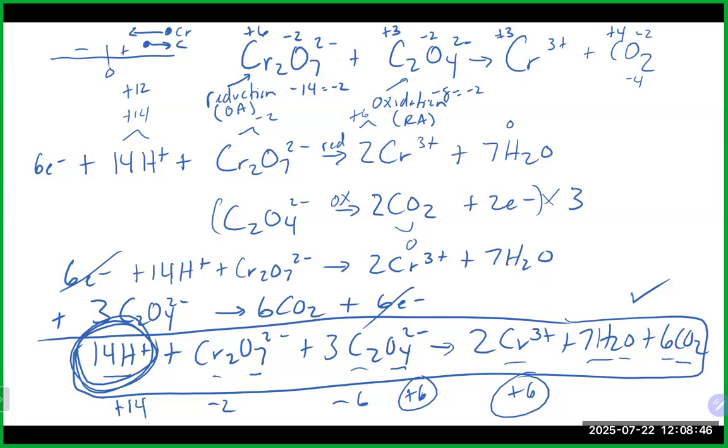Any questions on this? Yeah. You add the waters to balance out the oxygens. So in this case, on the first one, we had 7 oxygens on the left there and none on the right. So that's why we needed 7 waters.